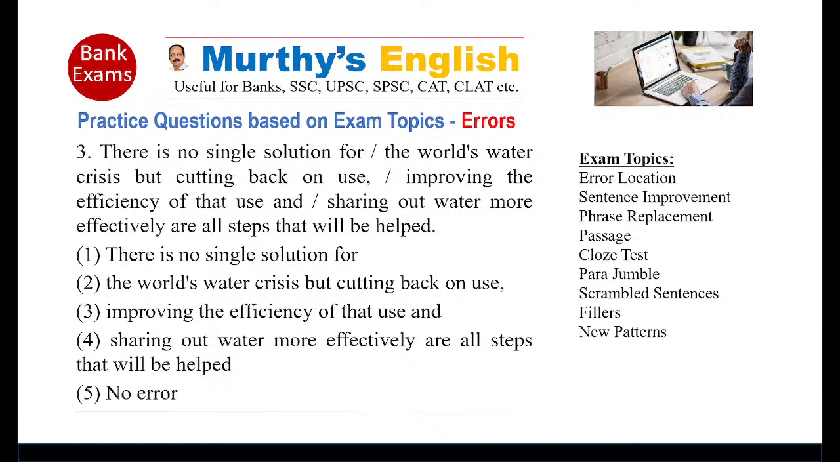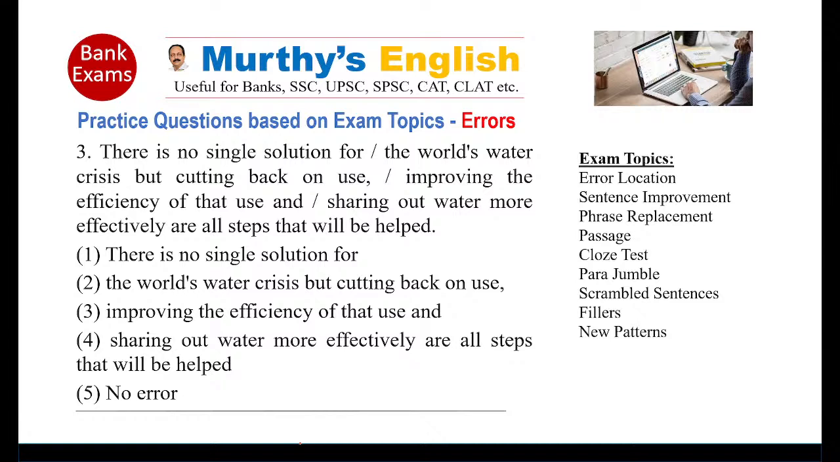There is no single solution for the world's water crisis, but cutting back on use, improving the efficiency of that use, and sharing out water more effectively are all steps that will be helped. Enigma means more like mystery, mysterious, enigmatic, but perplexed, confused, bewildered mean to get confused, to be at sea, all at sea. Idiomatic expression.